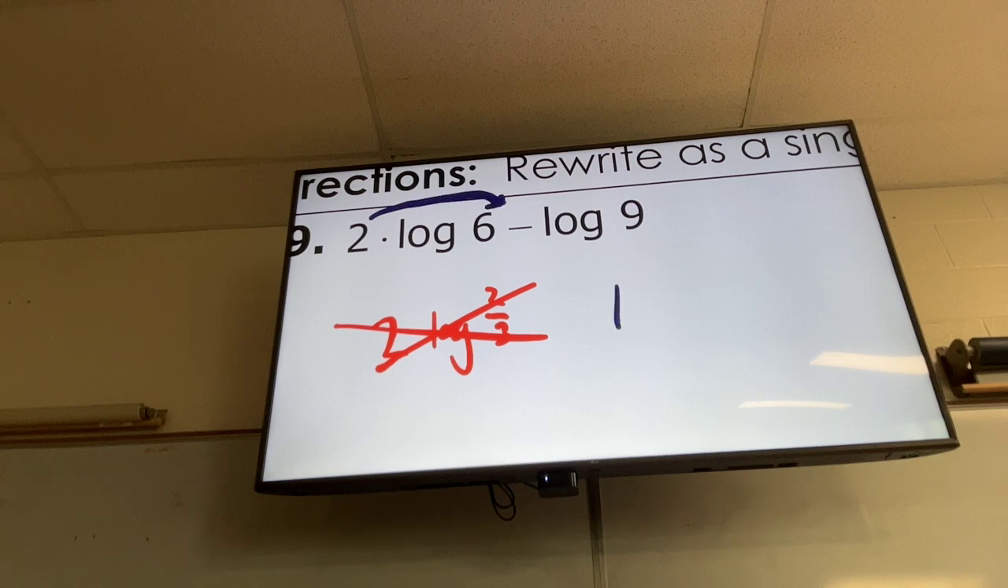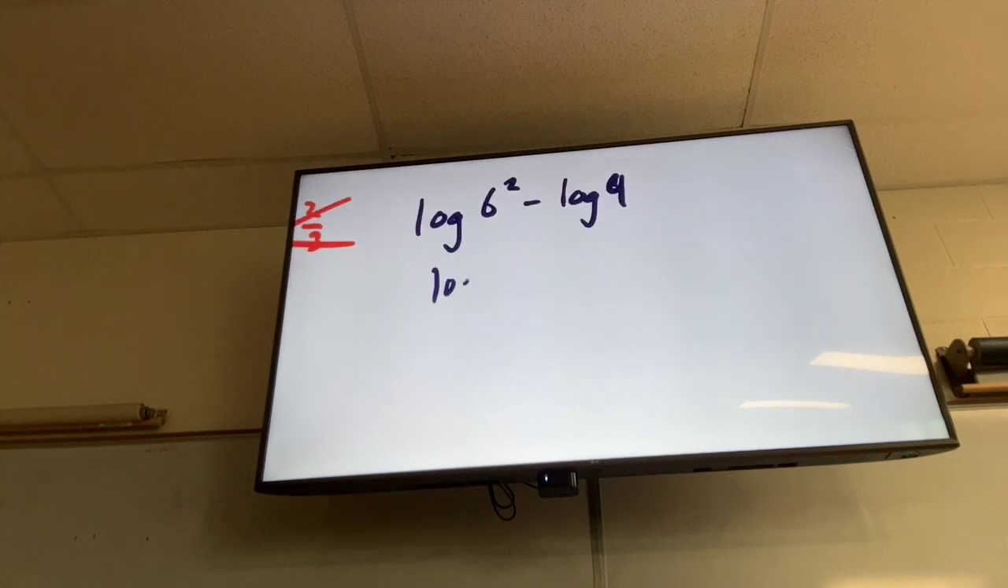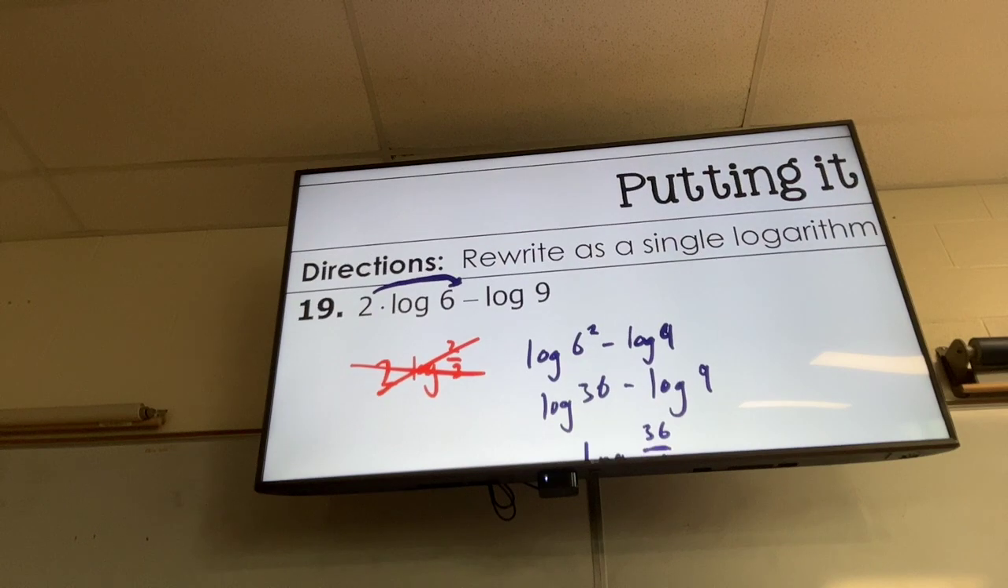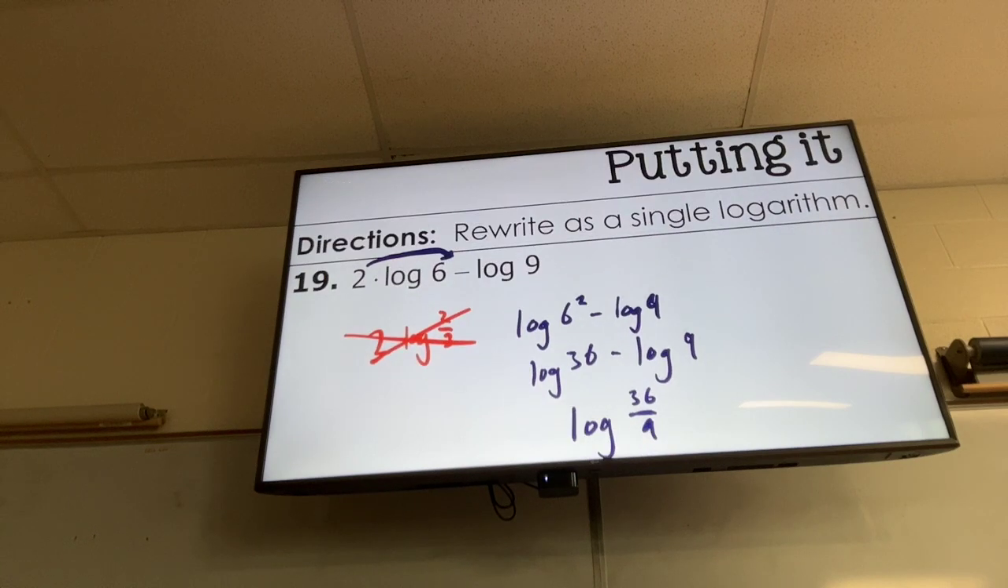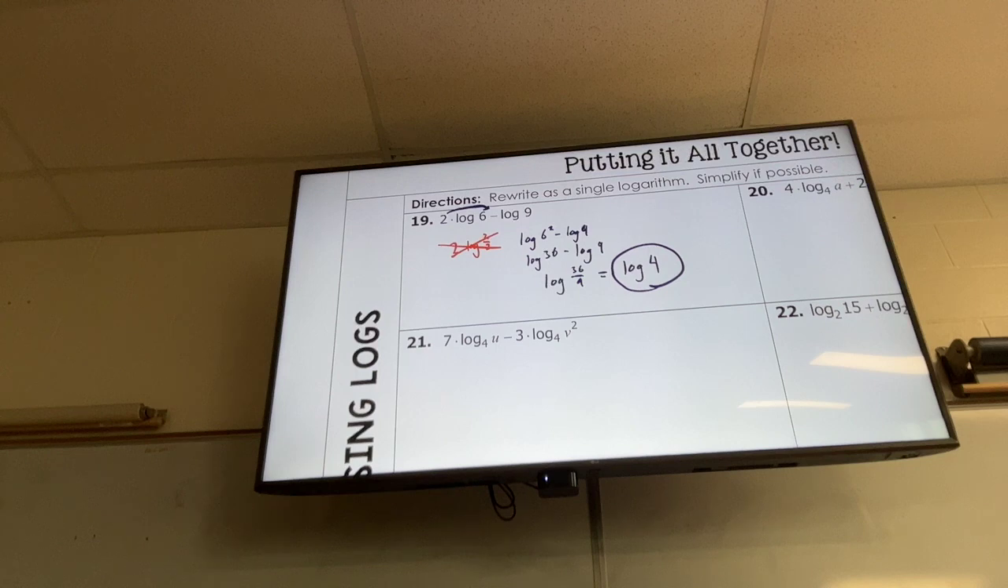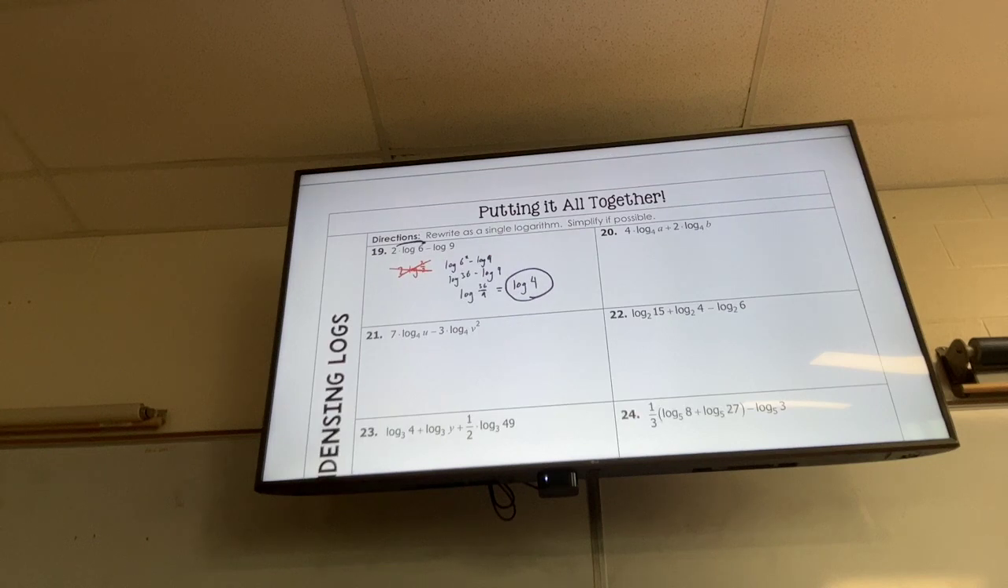So it's going to be log of 6 squared minus log of 9, which is log of 36 minus log of 9, which is, yeah, you only distribute to the first one, because there's no parentheses. Which is log of 4, which cannot be simplified by hand. Okay? Questions, comments, concerns?